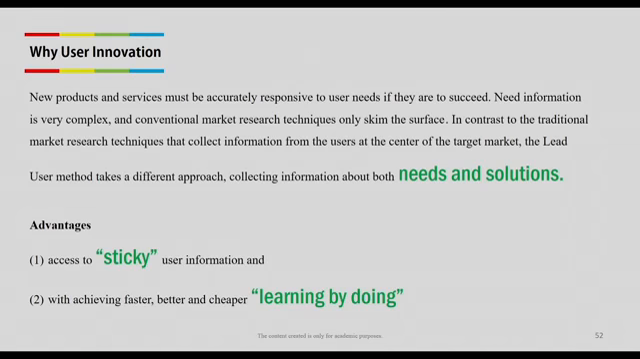So, what is sticky user information? Sticky user information is information which is very costly and takes a long time to acquire. So, in the lead user method, it is very easy to gather that sticky information from lead users. The second reason is learning by doing in a faster way.